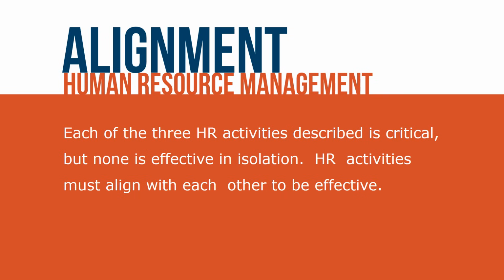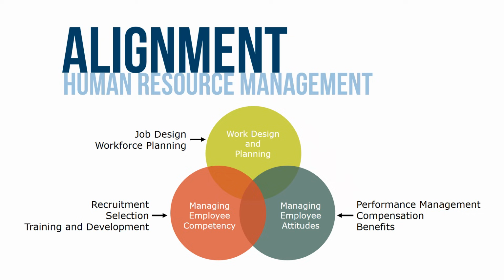Alignment can be broken down into 2 parts, both internal and external alignment. As shown here, to achieve internal alignment, you must first make sure the specific practices used within each HR activity are consistent with one another, as well as aligned across the primary HR activities.